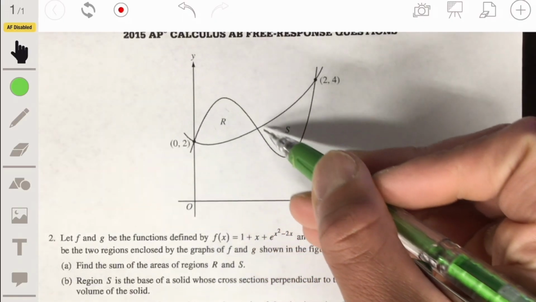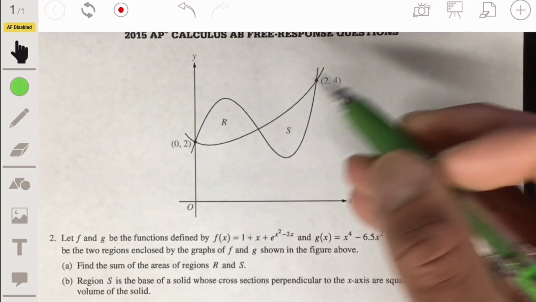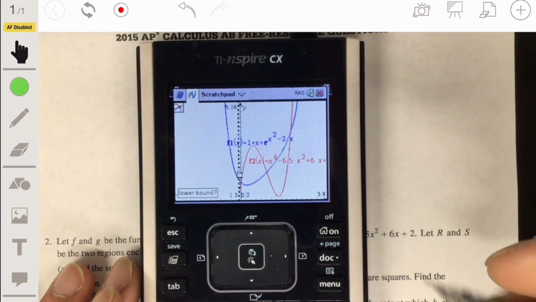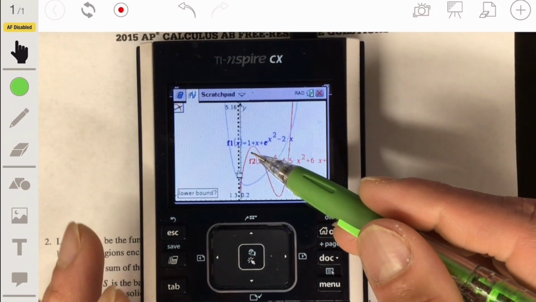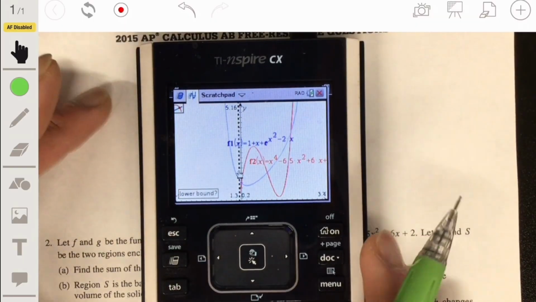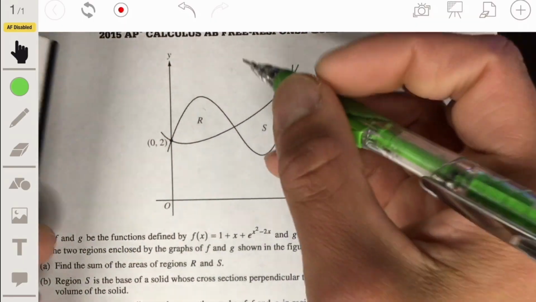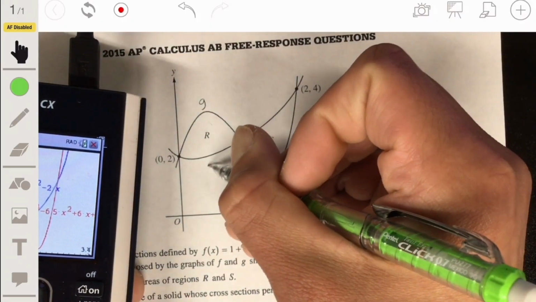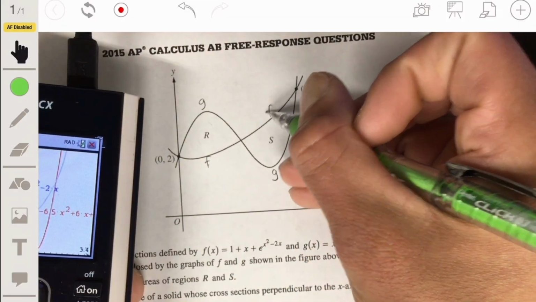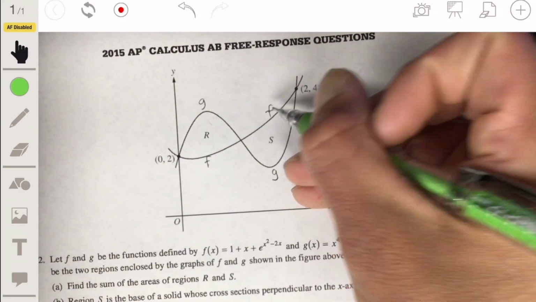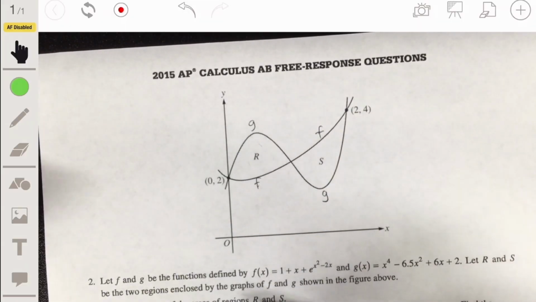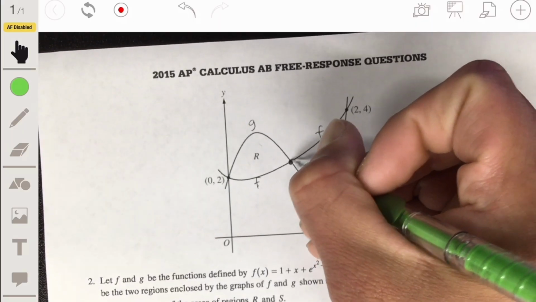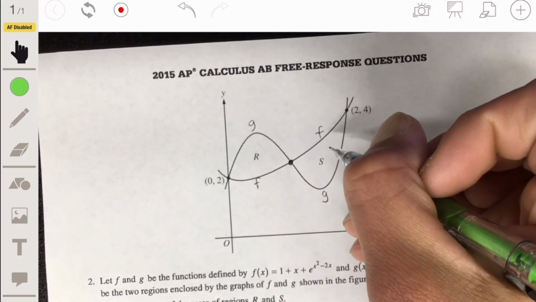First, you want to figure out which function is which equation. So I use my graphing calculator just to ensure, and you can see that the red function here, that's your x to the fourth one, so that'll be your g. So this will be g up here, it'll be g over here, and this will be f. Now, to figure out the area for R and S, we want to figure out this point of intersection and then add this area to this area.